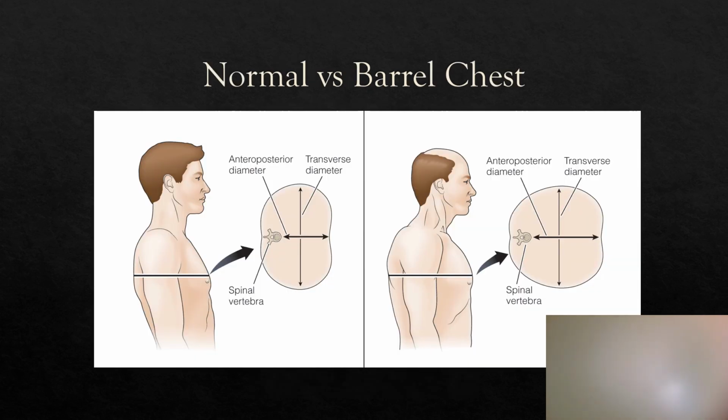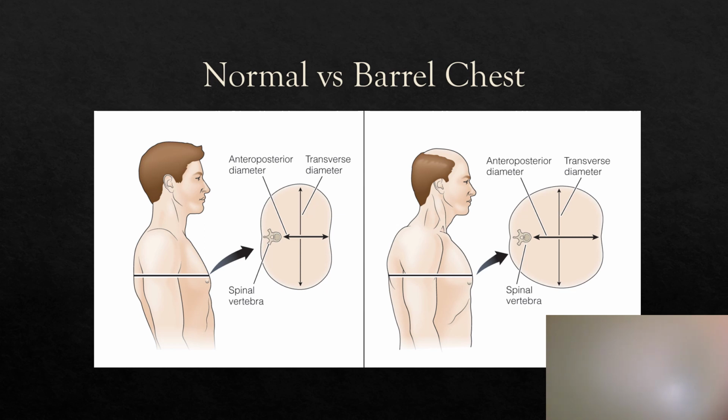I want you to look at this picture. It gives you a picture on the left of a man with a normal diameter of the chest, and on the right we have what we call the barrel chest. The barrel chest is important. It lets us know that we have a client who has chronic respiratory issues such as emphysema.